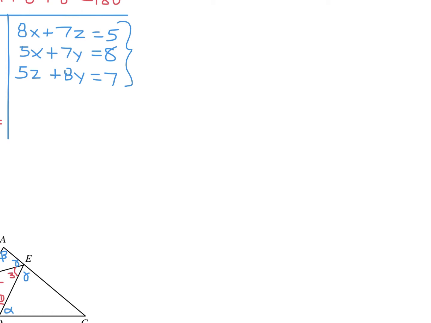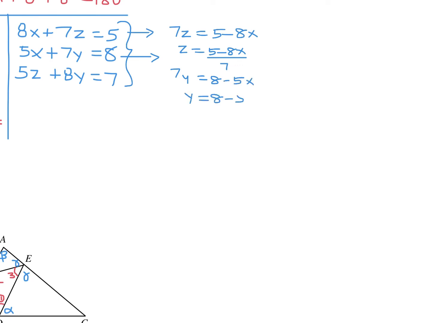Let's just isolate for z over here. So 7z is equal to 5 minus 8x. So therefore z is equal to 5 minus 8x over 7. And then let's see here. Let's isolate for y in this one. So that means 7y is equal to 8 minus 5x. So y is equal to 8 minus 5x over 7. And then I substitute these two guys into here and here.